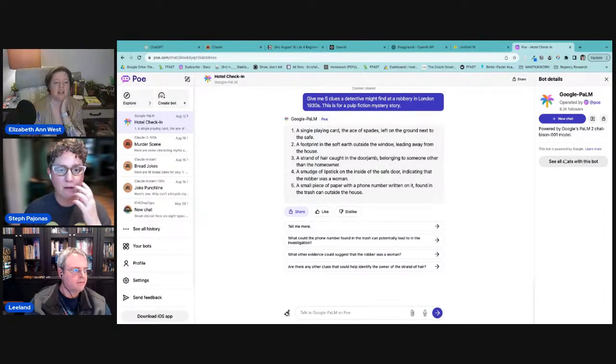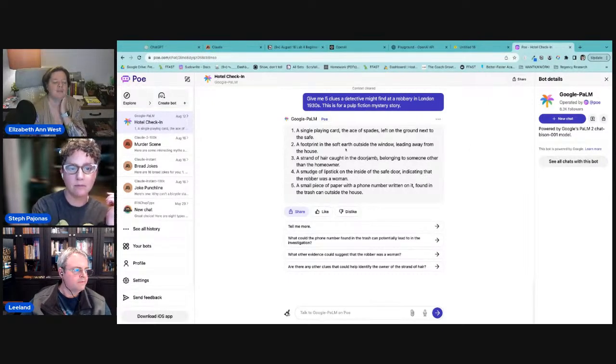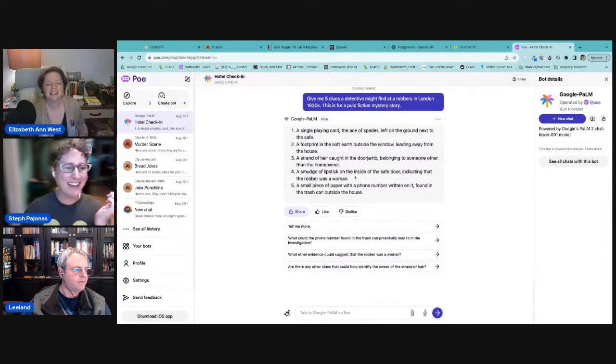Now, this one came up with a single playing card, the Ace of Spades, left on the ground next to the safe, a footprint in the soft earth outside the window, a strand of hair caught in the door jamb belonging to someone other than the homeowner, a smudge of lipstick on the inside of the safe door indicating that the robber... Who's kissing the inside of a safe door?